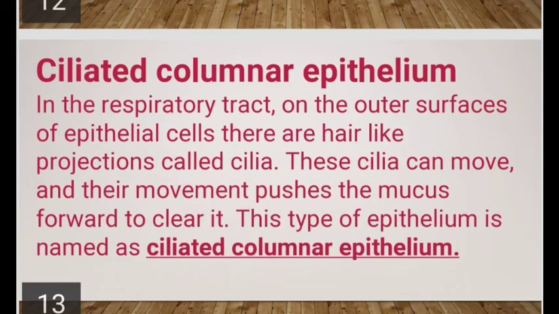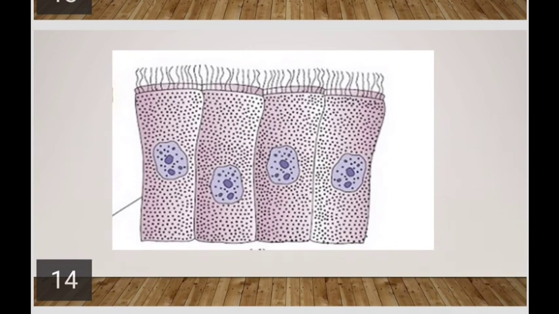Ciliated columnar epithelium. In the respiratory tract, on the outer surface of epithelial cells, there are hair-like projections called cilia. These cilia can move and their movement pushes the mucus forward to clear it. This type of epithelium is named as ciliated columnar epithelium. This is a picture of ciliated columnar epithelium.